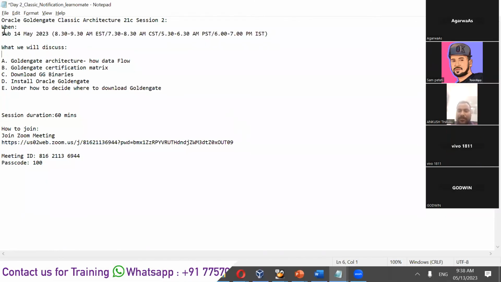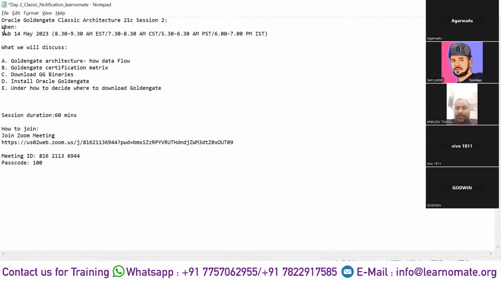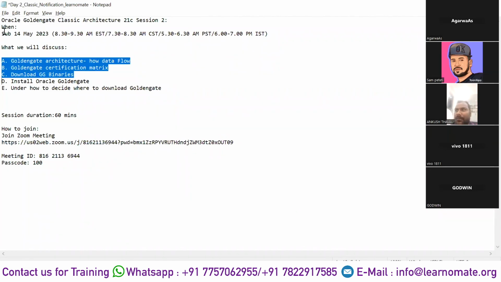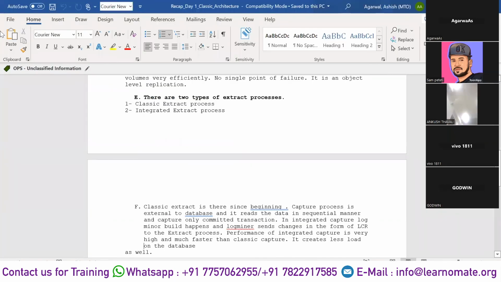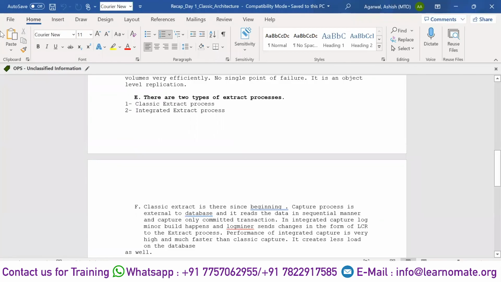So in the next session, we'll discuss GoldenGate architecture, how data flows, the GoldenGate certification matrix, download and installation. The meeting link, I believe, will be the same, but that will be confirmed by the notification you get. As of today, it should remain the same.